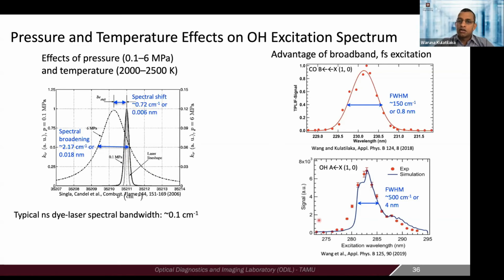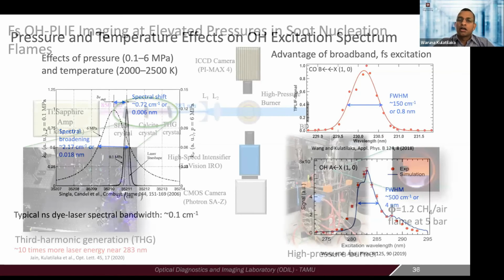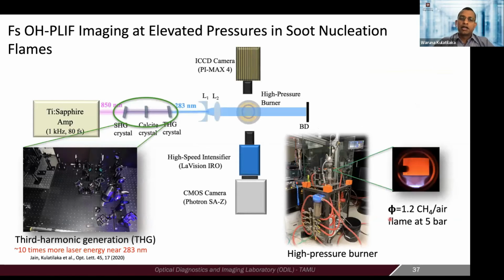One thing we showed in one of our recent papers is using these broadband femtosecond lasers. Instead of 0.7 wavenumbers, we have about 150 or sometimes even up to about 400 wavenumbers. This higher bandwidth excitation can be advantageous because now your laser is significantly broader than your spectral transition, so you don't have to account for this line broadening and shifting. With that in mind, we look at the excitation spectrum, and it matches pretty well with the calculated excitation spectrum.